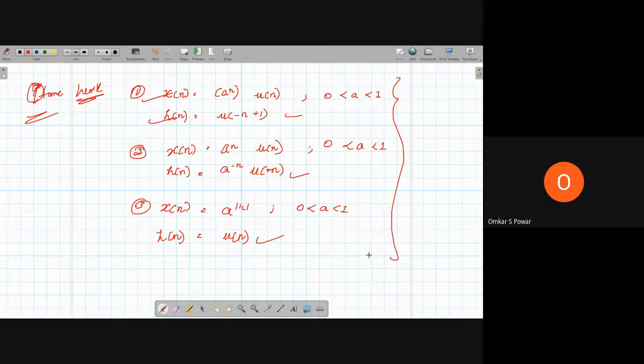So in the next class, we will solve continuous convolution problems. Now we have solved discrete convolution problems.